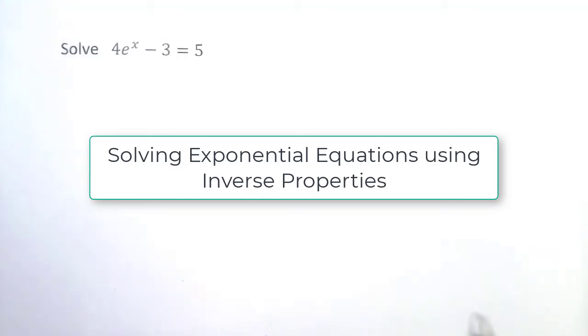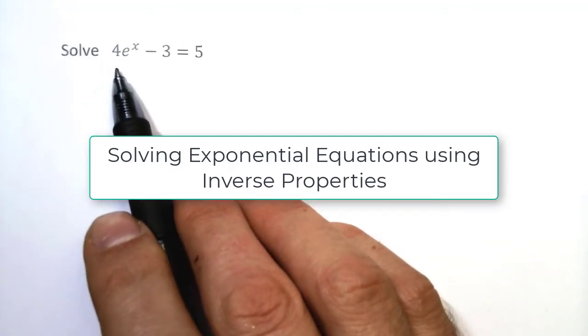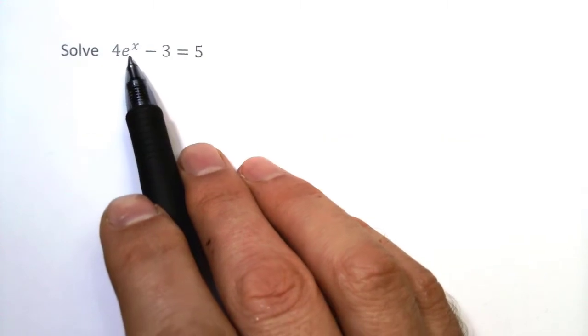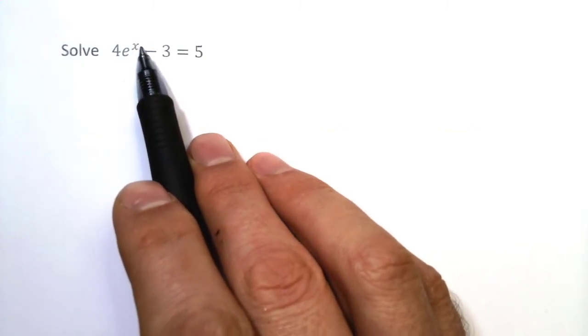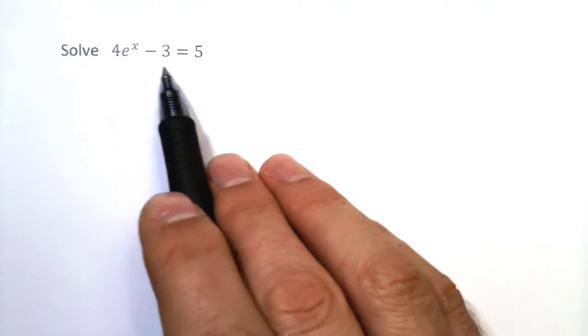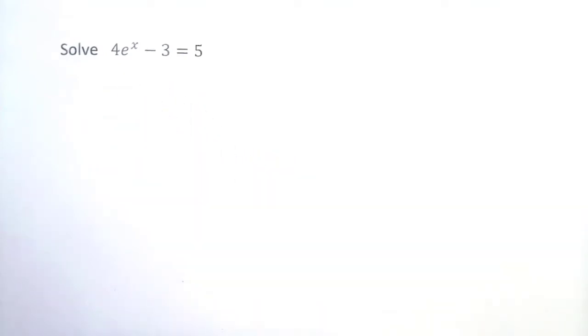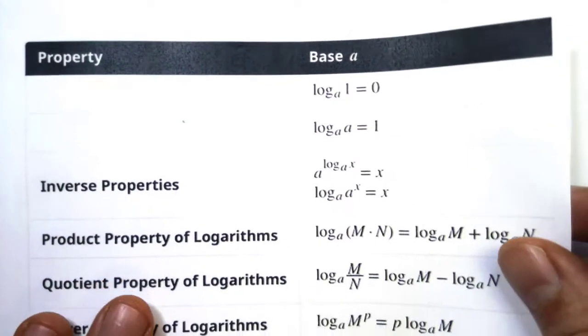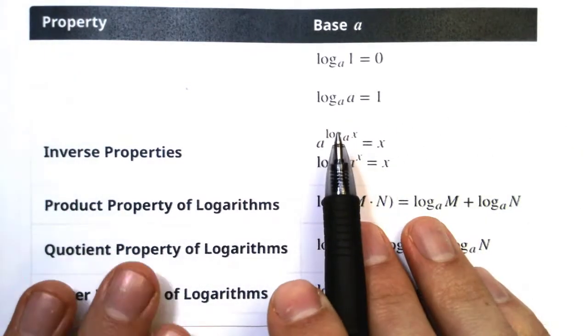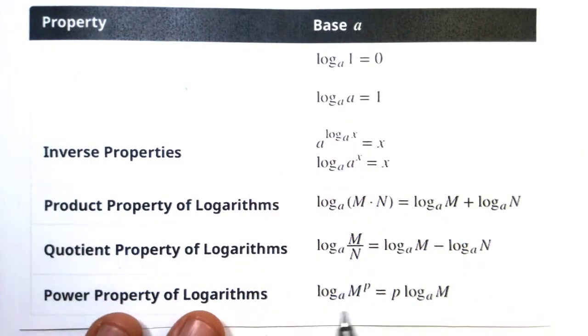All right, so here we have an equation to solve, and it is an exponential equation. It's exponential because the variable is in the exponent. So how are we going to solve this? Well, the trick here is to use logarithms. We know many properties of logarithms. If you're not familiar with these, watch my previous videos.